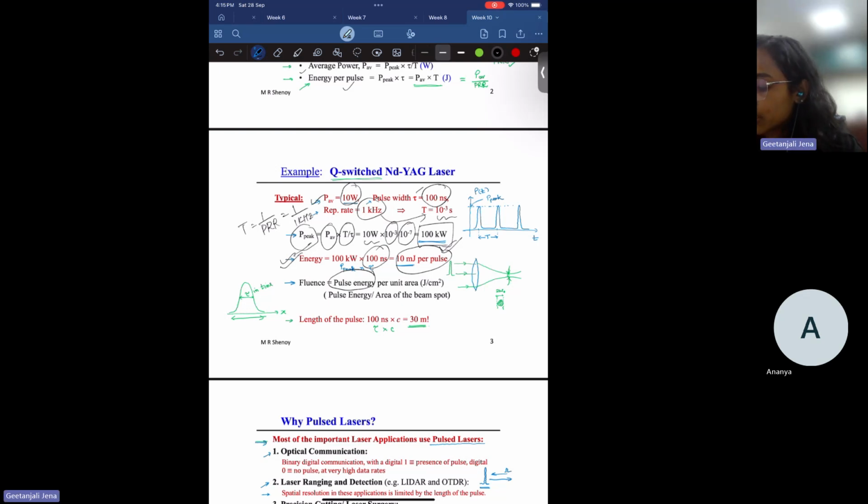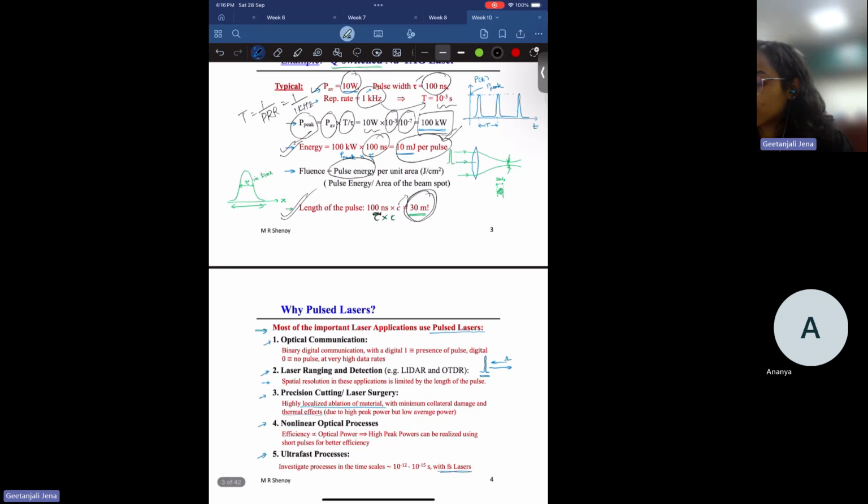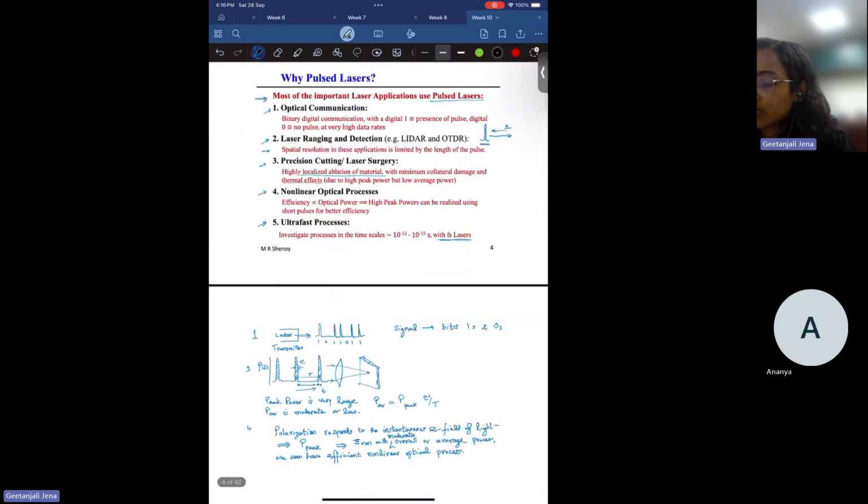And the next parameter is the length of the pulse. The length of the pulse is given by tau into C, the pulse width in terms of time, times C. So if you put 100 nanosecond, and C is nothing but the speed of light, it will come to around 30 meter. In this way, you can calculate the different parameters of a pulse laser: the peak power, the average power, and the energy per pulse.